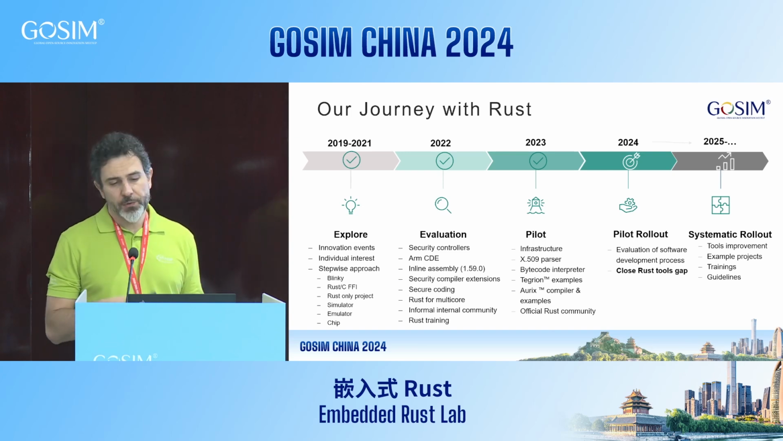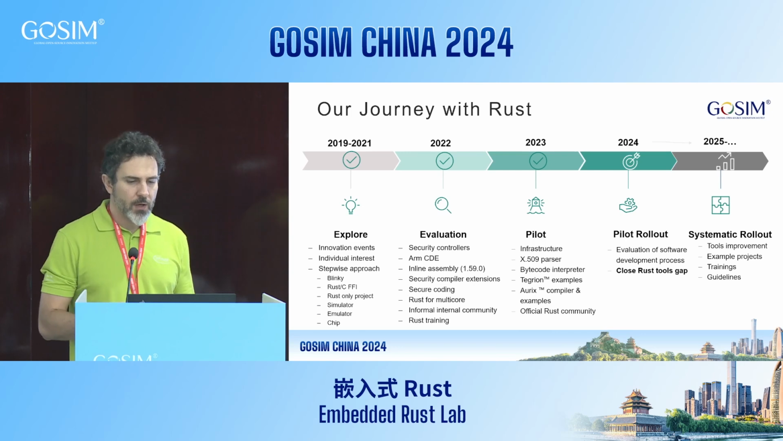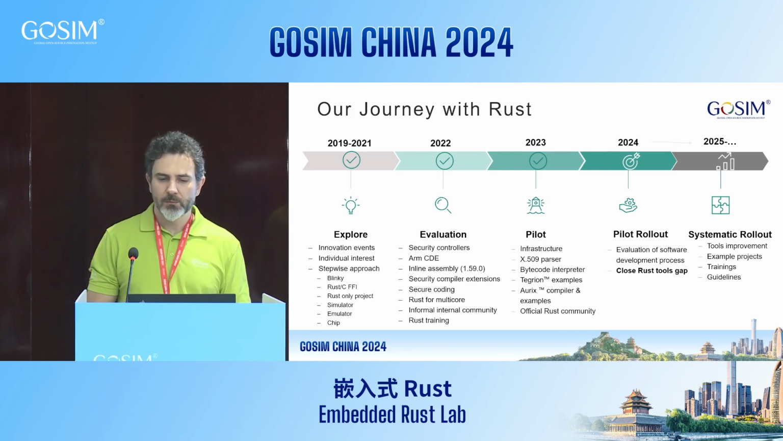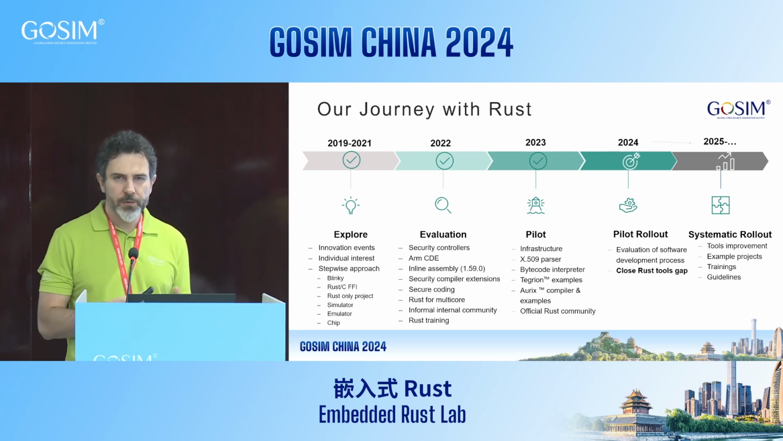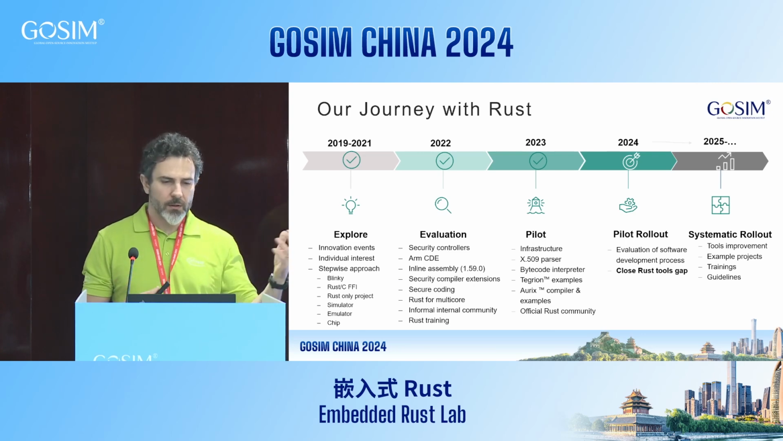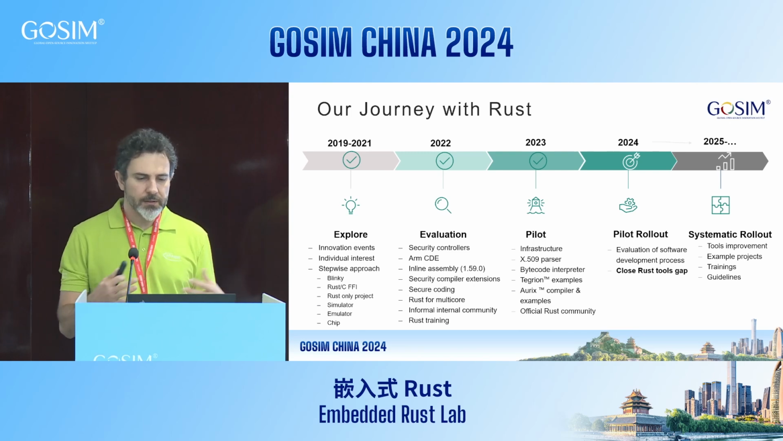And in 2023, we finally started with the first pilot projects where at least some components were starting to be developed in Rust. Of course, for that, we had to create internal infrastructure to mirror, for example, Crates.io and other repositories online, so we could easily integrate in our CI environment to facilitate the tests.